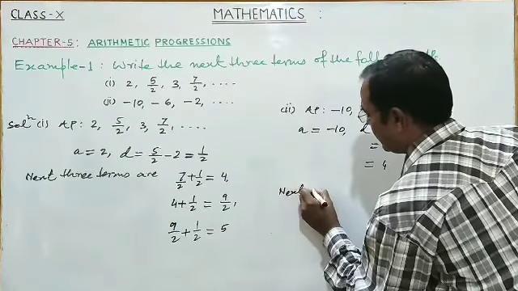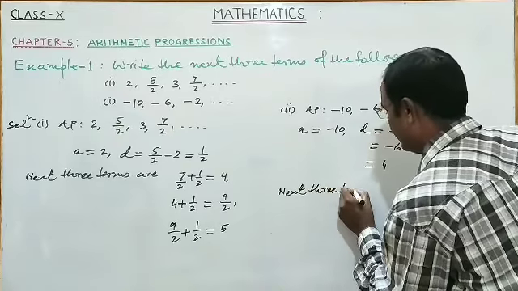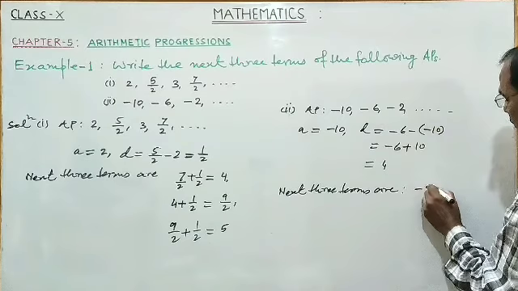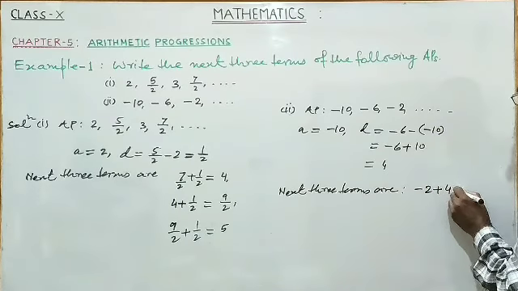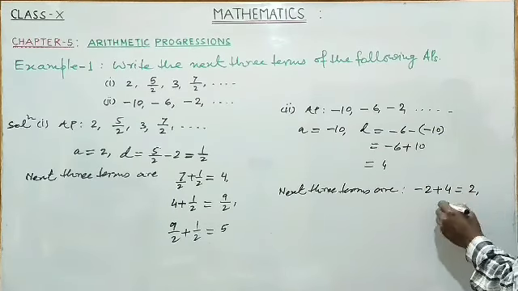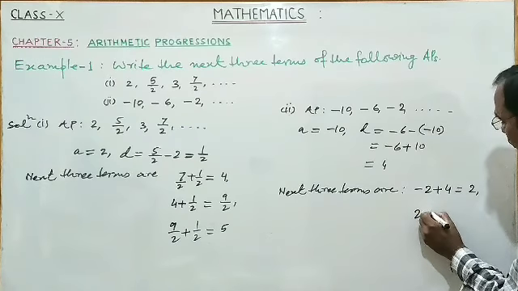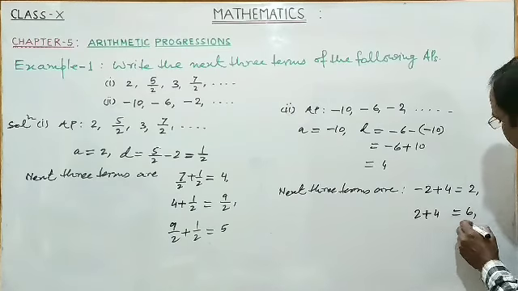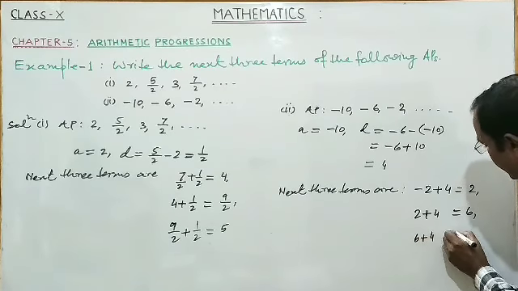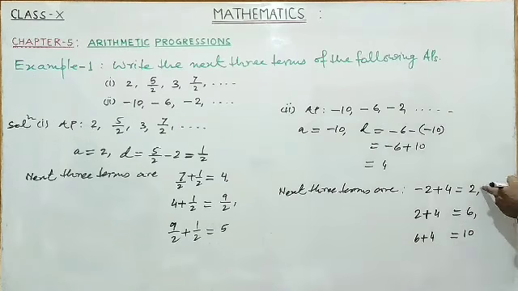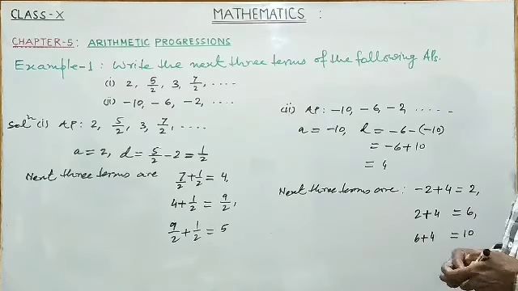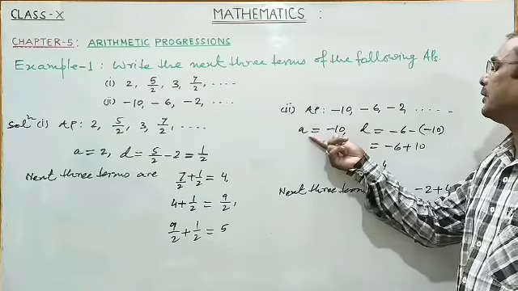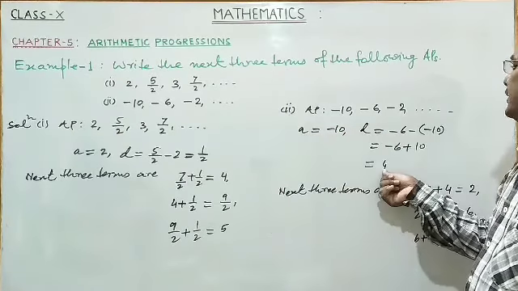So the next three terms are minus 2 plus 4 is equal to 2. Next term, this 2 plus common difference 4 equal to 6. Then again next term, 6 plus common difference 4 equal to 10. So 2, 6 and 10 are the next three terms of this given arithmetic progression whose first term is minus 10 and common difference is plus 4.